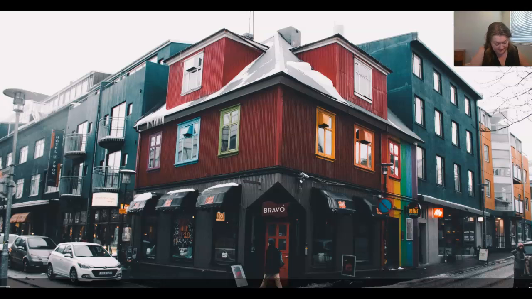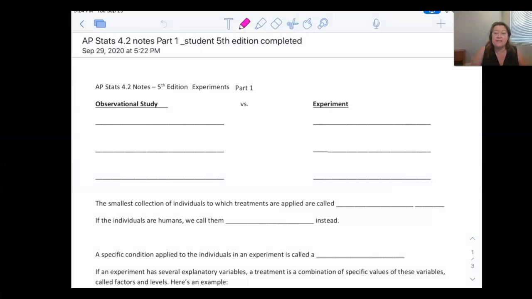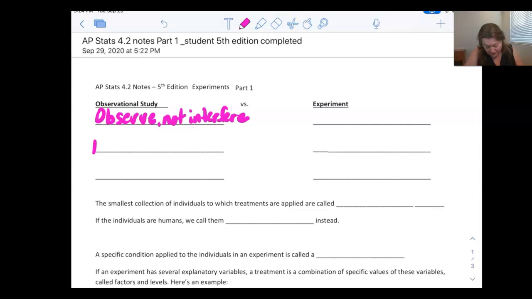And that is our notes page for today. All right, so first thing is let's do a comparison between observational studies and experiments. So our first one, in observational studies, we observe and not interfere, right? We're just watching people. They might fill out a survey for us, but we're just basically watching and gathering information. There are no attempts to influence results.